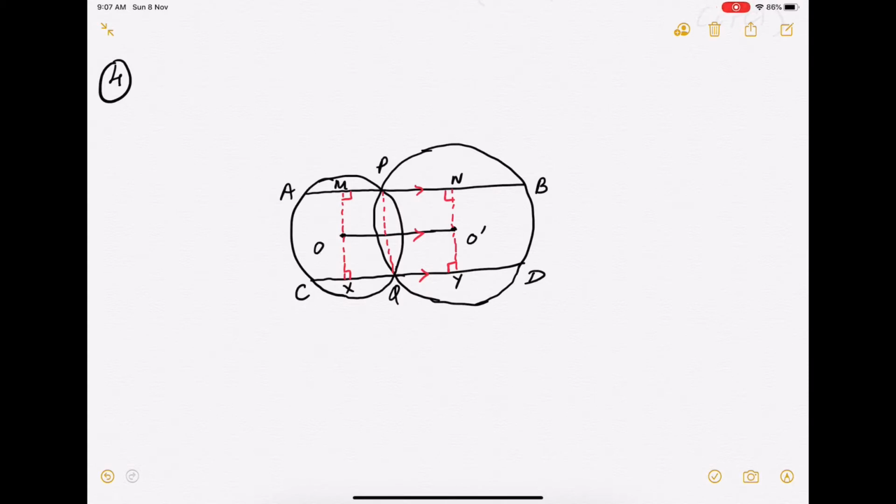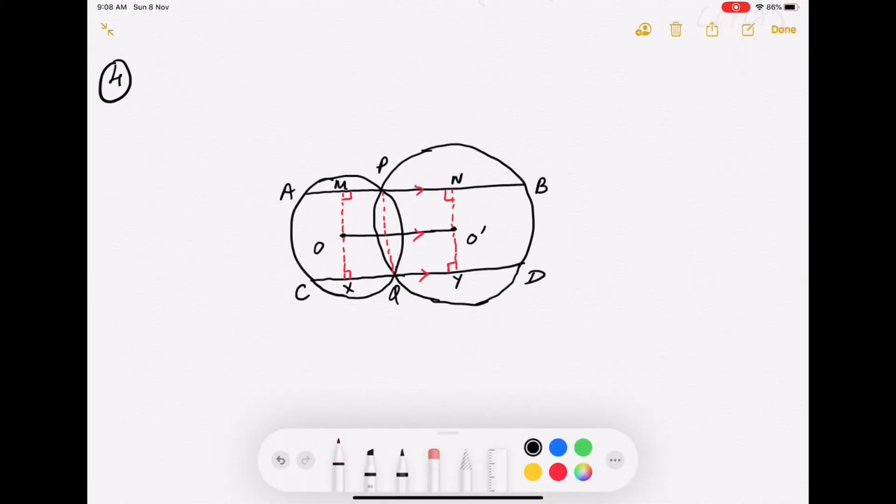Two things. So to start this proof, before starting it, we need to do a construction. We need to drop perpendiculars from the centers to the chords of the circles. So from center O, I'm dropping perpendiculars OM and OX to the chords AP and CQ, and from center O dash I am dropping perpendiculars to chords PB and QD meeting at N and Y. So this is my construction. After this I can start the proof.